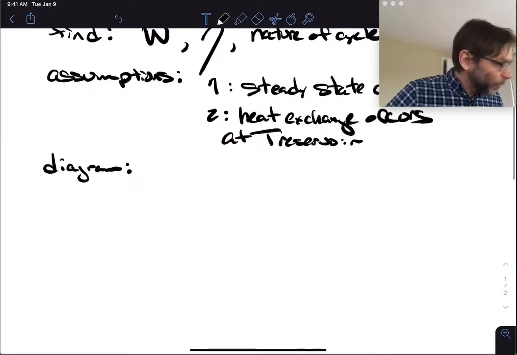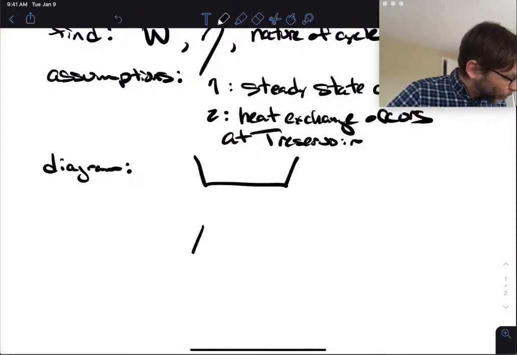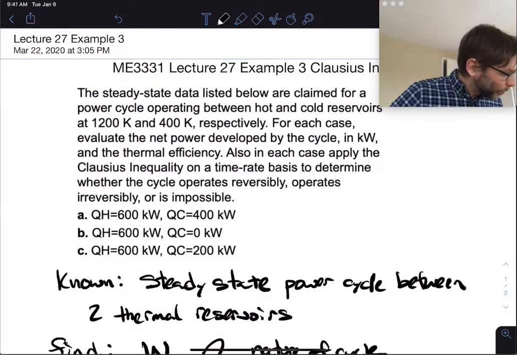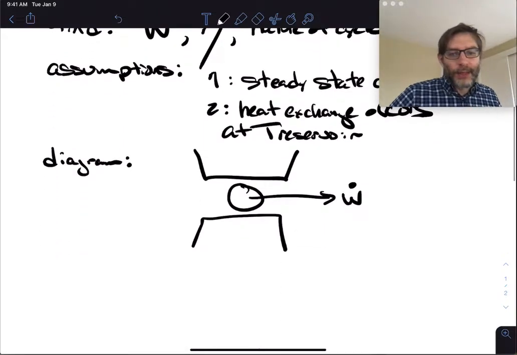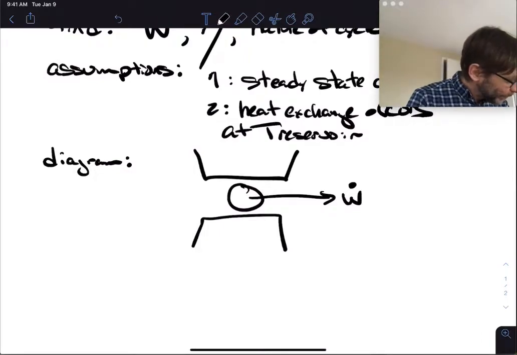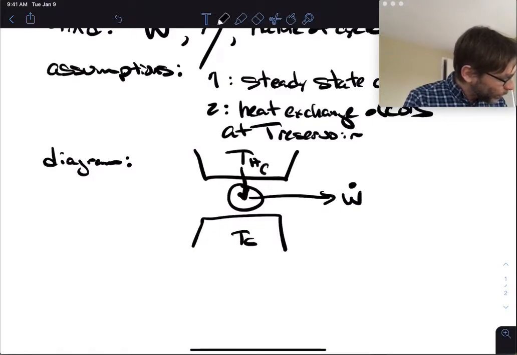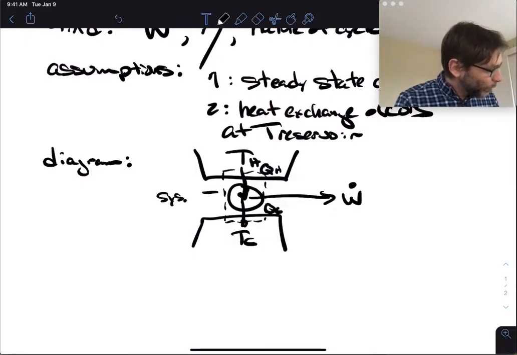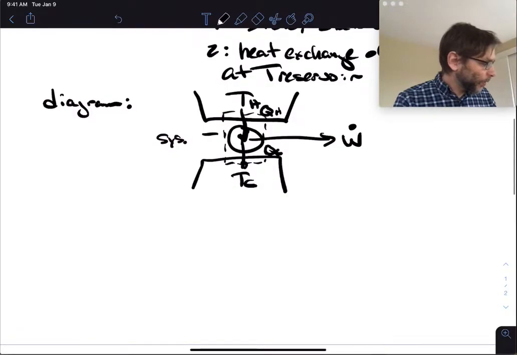So the diagram looks like this. We're going to have a hot reservoir, a cold reservoir, and some cycle operating here. We have work. They say use kilowatts, so we're going to use the dot. We're making a sigma dot. So this is TH, this is TC. We've got heat going in here. It's a power cycle, QH and QC. Our thermodynamic system is this one. I think that's all we have to do for the diagram.